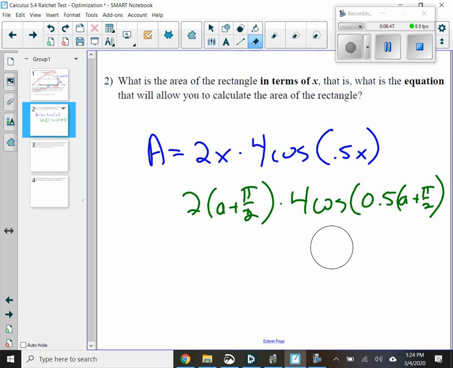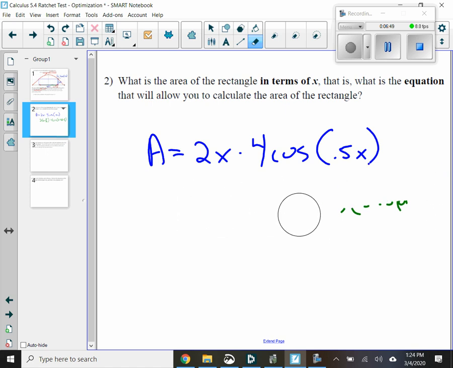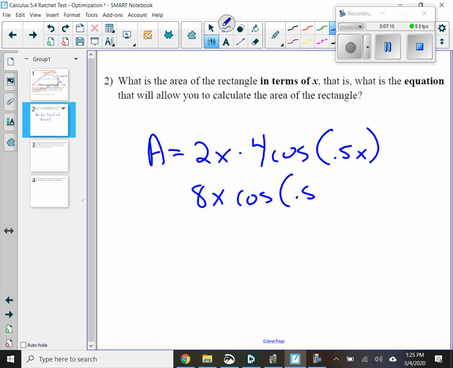I'm more than 90% sure that's the function that gives us the area of the rectangle. Yes. Okay, so let's just change it here, and we'll call it 8x, because of the 4 times the 2, 8x cosine 0.5x. That's my area.